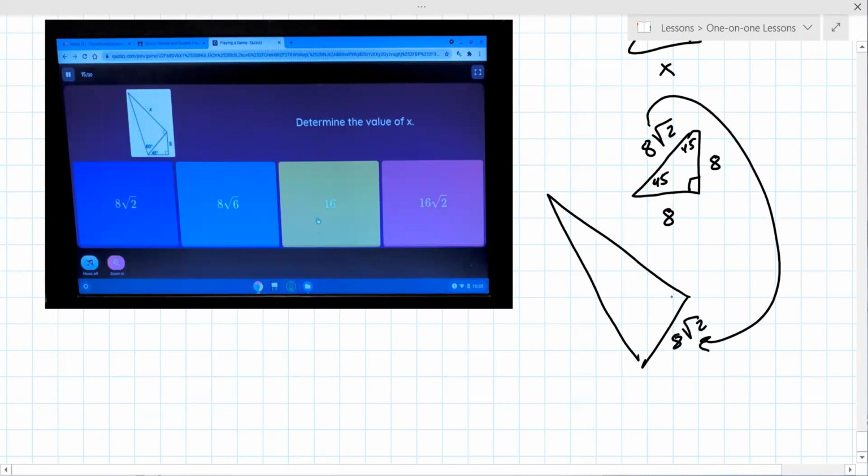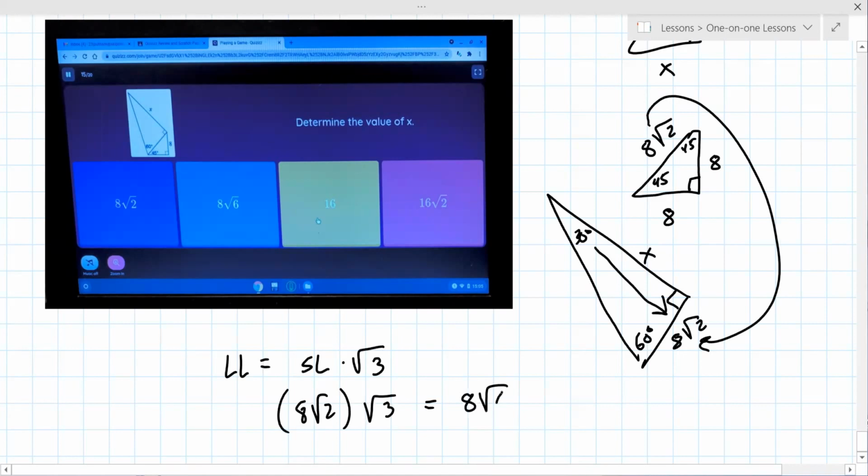It's okay, and that's x, 60 degrees, so that's 30 degrees. So the short leg is always across from the 30 degrees. The long leg, which is x in this case, that's what we're trying to find. The long leg is the short leg times the square root of 3, just by definition. So it's 8 square root 2 times the square root of 3, which is 8 square root 6. Okay. All right.